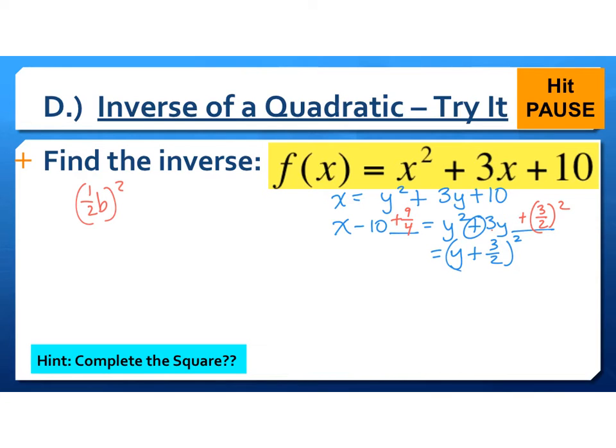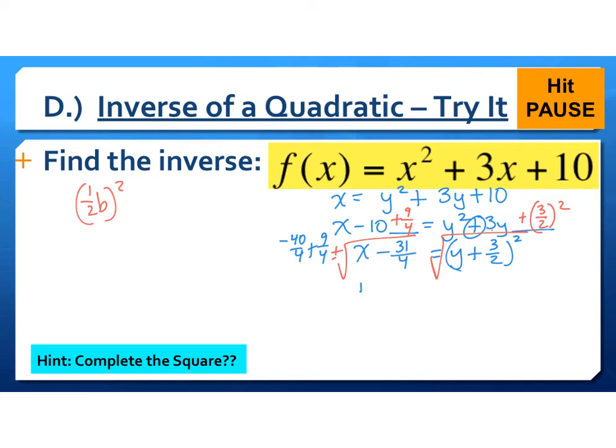The left side is a little trickier, but we can make a common denominator with negative 10. So that would become negative 40 over 4 plus 9/4. So that becomes x minus 31 over 4, and I prefer to stay with the fractions. So again, we're going to keep our eye on that y. That's what we're trying to solve for. So at this point, I want to take the square root of both sides. Square root, remember the plus or minus.